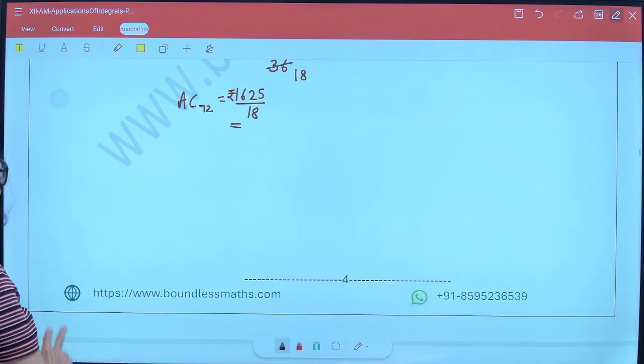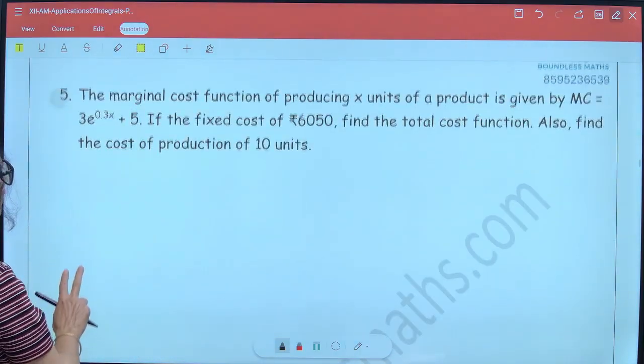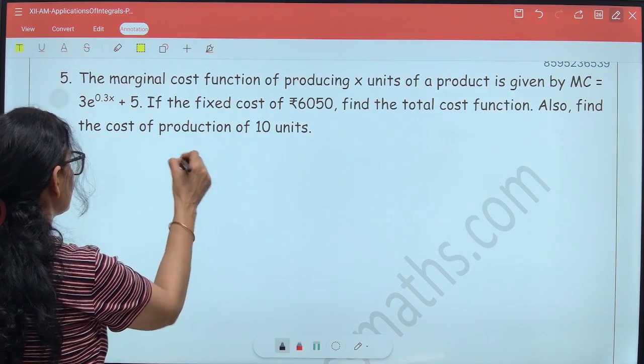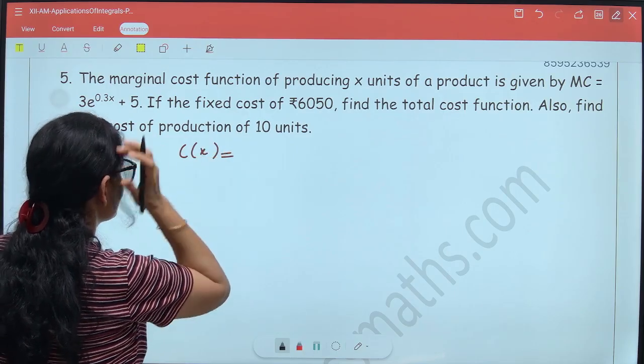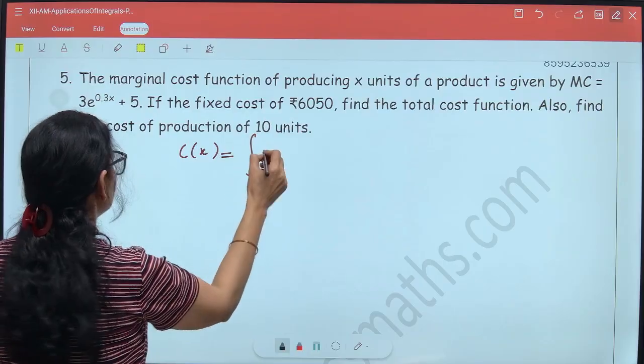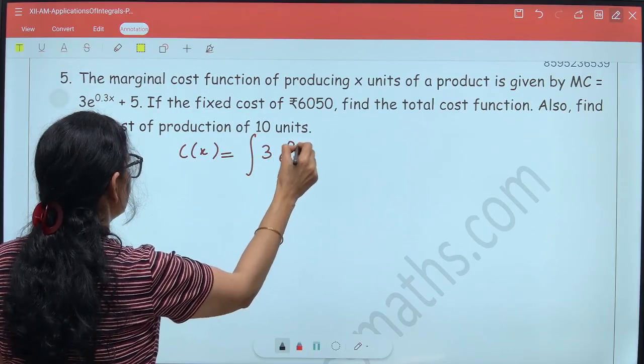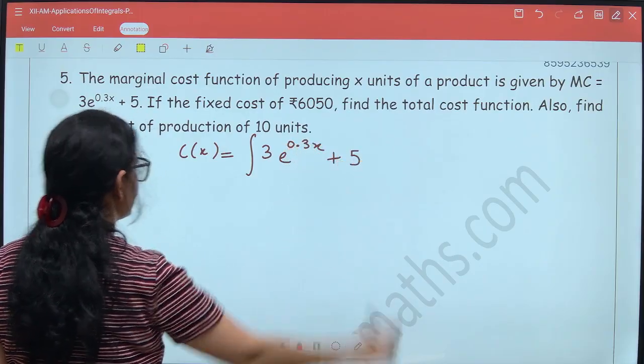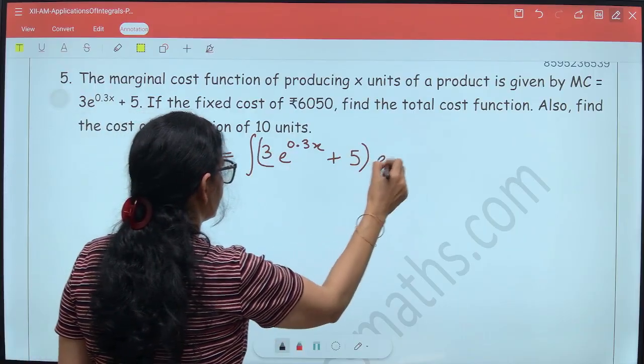Okay, let's move to the next question now. The marginal cost function of producing x units of a product is given by MC is equal to 3 e raised to power 0.3x plus 5. If the fixed cost is 6050, find the total cost function and also find the cost of production of 10 units. So again we need to start finding the total cost function by integrating the marginal cost function, which is 3 into e raised to power 0.3x plus 5. So this is the marginal cost function.